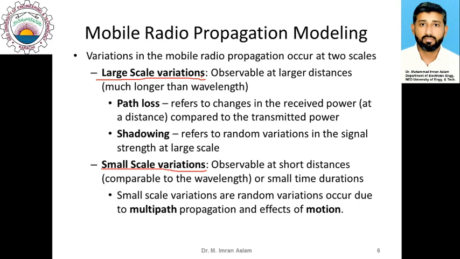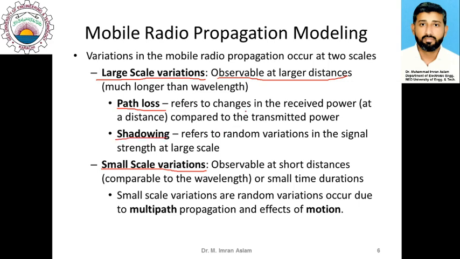So large scale variation, what does large scale variation mean? These are the variations which are observable when we observe them over a larger distance, which is actually much larger than the wavelength. For example, if I ask you how much would be the power after 10 kilometers, 10 kilometers is a fairly large distance. So how much power variation we observe is an example of a large scale variation. Large scale variation is divided into two major categories. One is called path loss and the second is called shadowing.